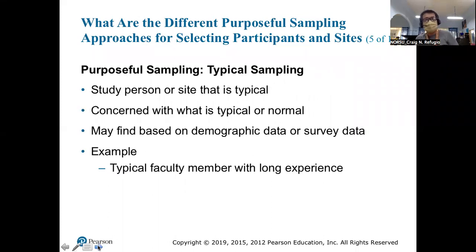In terms of typical sampling, study a person or site that is typical, concerned with what is typical or normal, which you may find based on demographic data or survey data. So, for example, a typical faculty member with long experience.